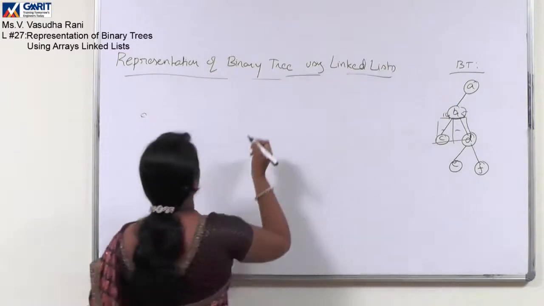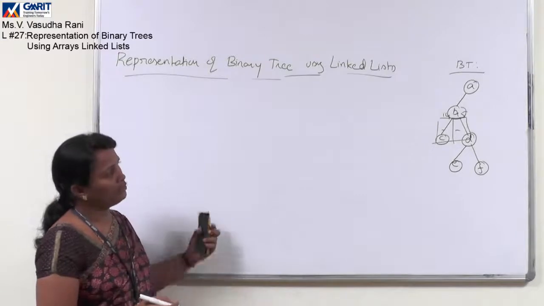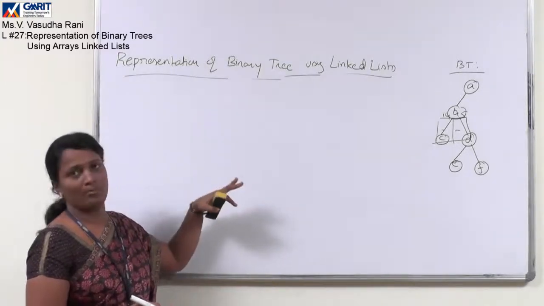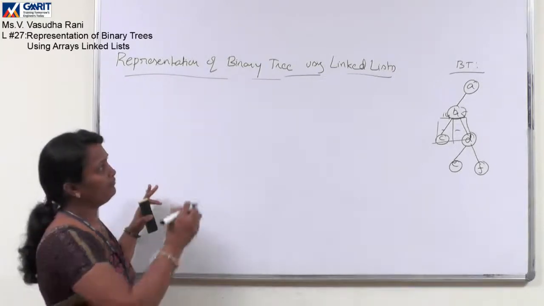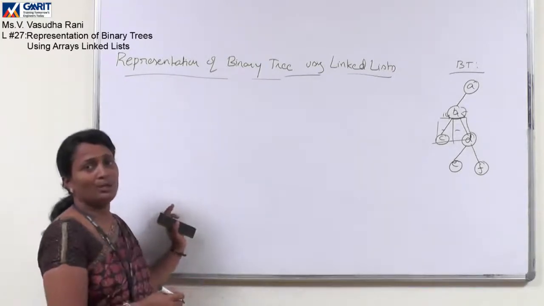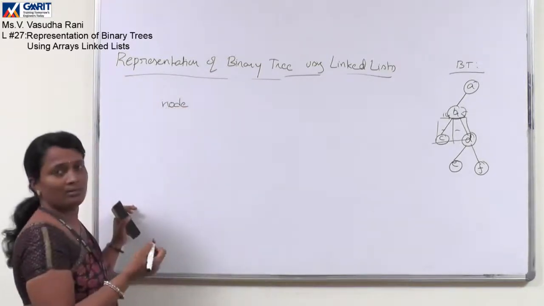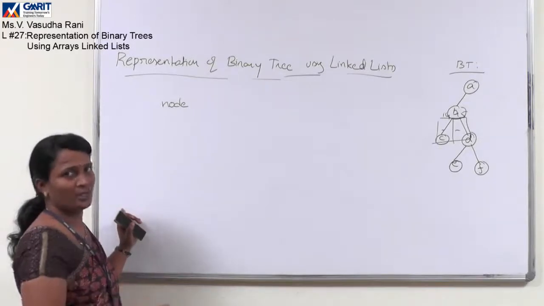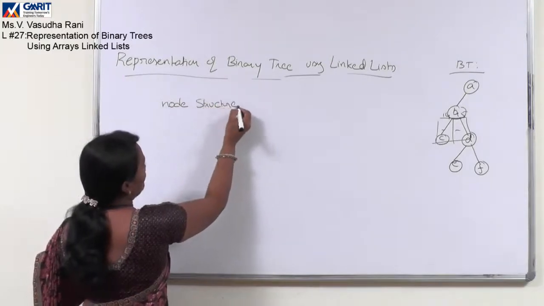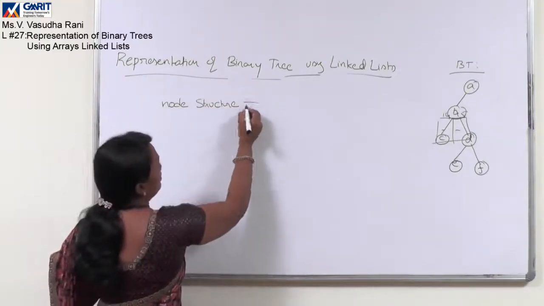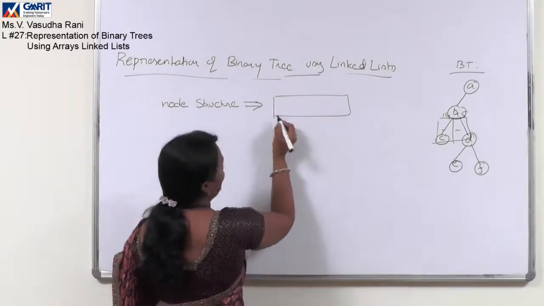Using linked list. So here, in order to represent a binary tree's node information using a linked list, first of all, with the linked list we have to define the node structure. We know that a linked list is defined as a collection of nodes which are connected to each other like that. So for our binary tree, for every node we have to define a node structure. This node structure will have three fields.